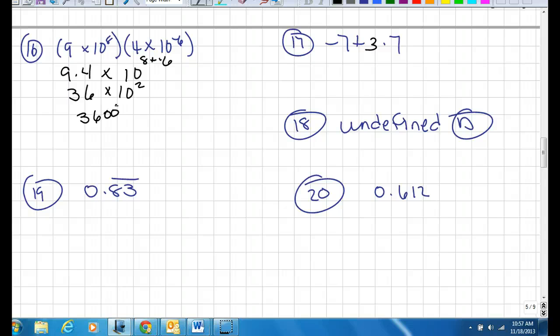17 is a PEMDAS question, and so we're going to multiply first. So this would be negative 7 plus 21. And then that would be 14. 18, the question was, I think, 30 over 0. What is that? Anything over 0 is undefined.